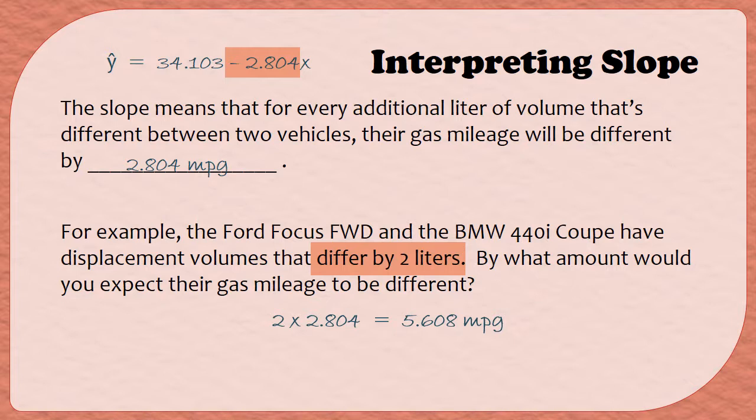Because my two vehicles differ by 2 liters, I multiply that by 2.804 miles per gallon per liter, and I get 5.608 miles per gallon.